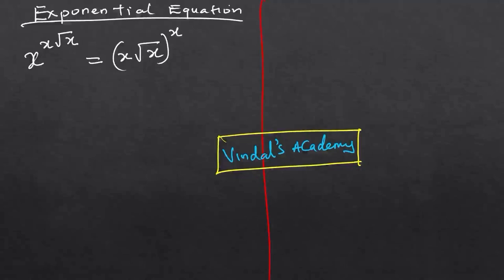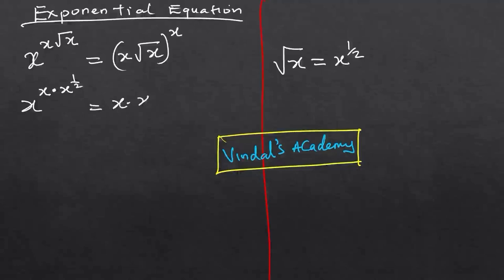I want you to know the first thing: if you have the square root of x, your answer is going to be x raised to the power 1 over 2. Know that? So I will apply it here. So what I'm going to say is x raised to the power x multiplied by x raised to the power 1 over 2. Did you see that? And this is going to be equal to x multiplied by x raised to the power 1 over 2, then everything all raised to the power x. Did I change anything? No. That is the first step.